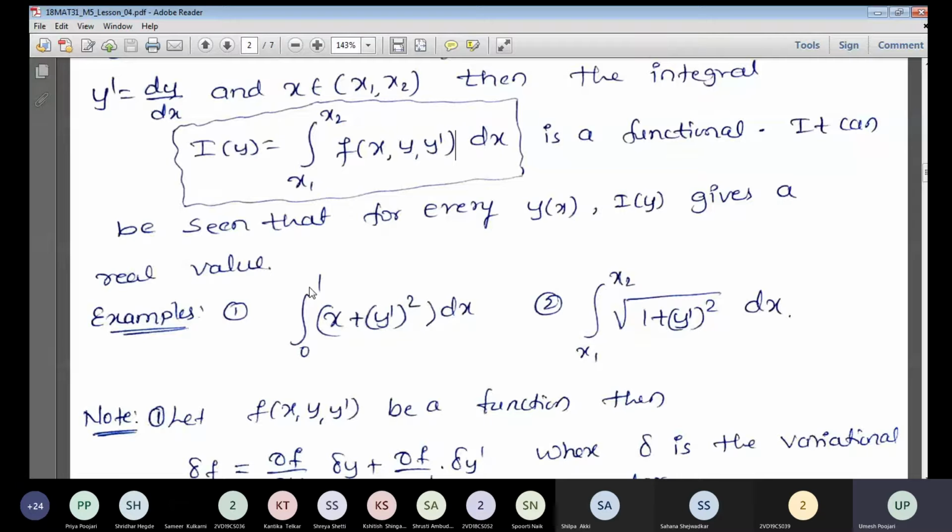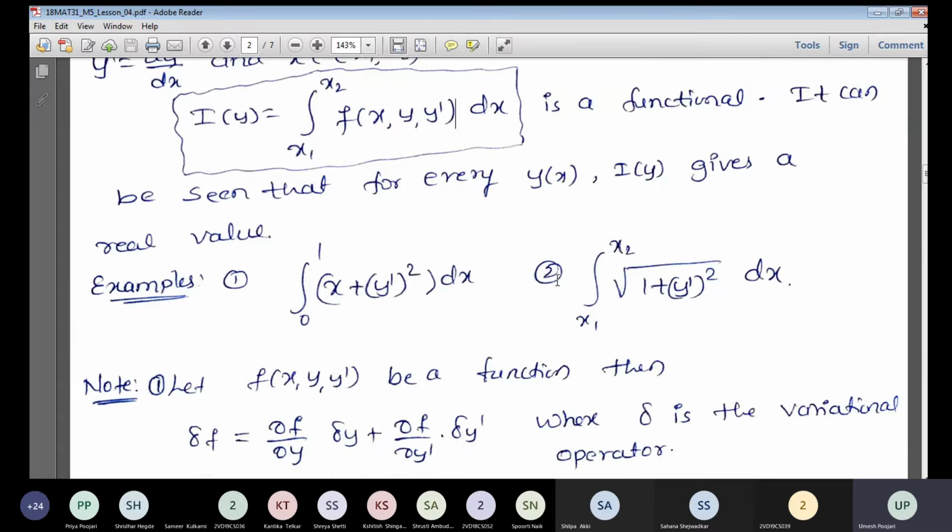So here, the integration of (x plus y dash) whole square between 0 to 1. If you simplify this, then we get some number. So that is nothing but a functional. Here also, the integration of root of (1 plus y dash whole square) between x1 and x2. This is one more example of a functional. So remember, a functional is nothing but a certain function under the definite integral, and it is a mapping from functions to real numbers. Okay. So this is the definition of functionals.